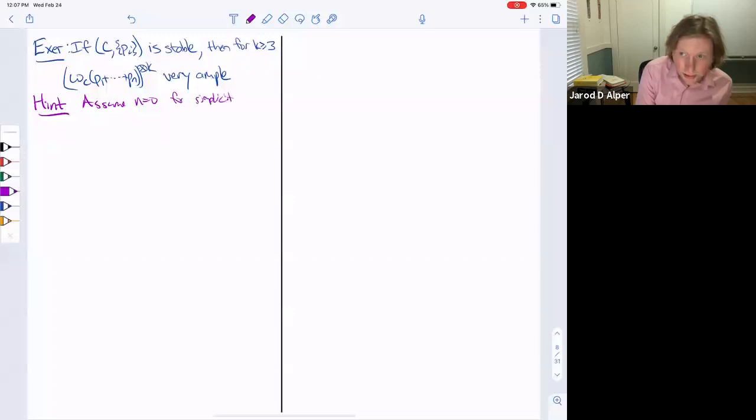It just makes the notation easier. And what we need to show is that omega C to the k separates points and tangent vectors.